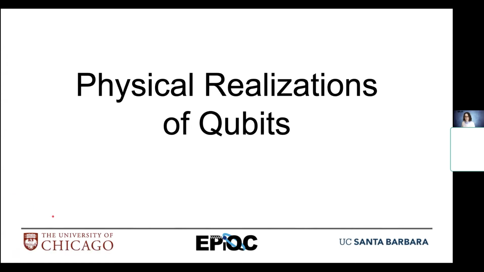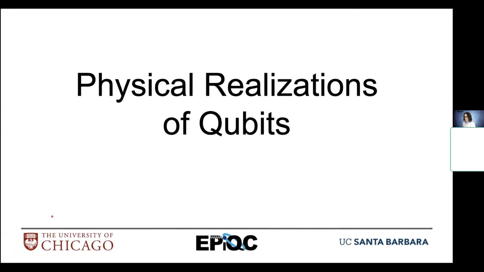Hi, everyone. Like Diana was saying, today we're going to talk a little bit more about physically realizing qubits. We've talked a lot about theory, but at the end of the day, we need to take that theory and make it a reality. And how do we do that? We need to make that information physical. We need to have a physical means to encode this information.